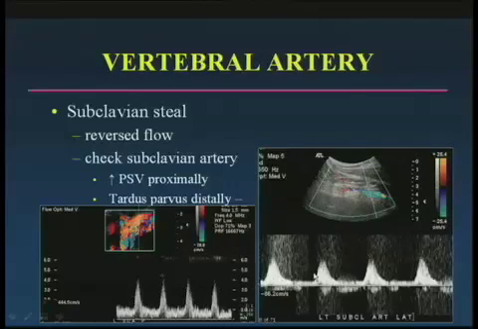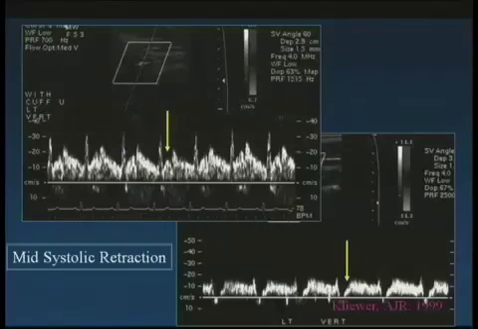And if you look out in the lateral subclavian or axillary artery, you'll see that tardus parvus waveform. This is a very unusual waveform. It's characterized by this mid-systolic retraction. You see this early, very skinny systolic narrow peak, mid-systolic retraction, then velocity goes up again.